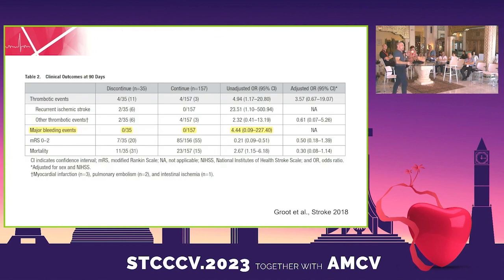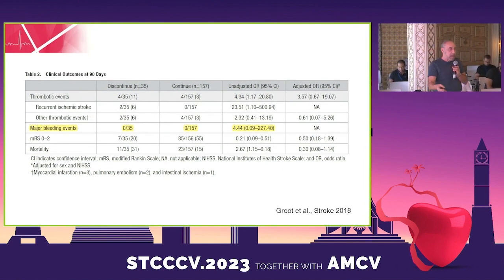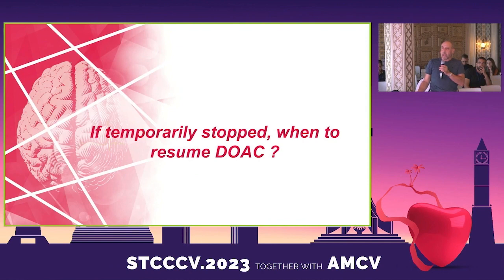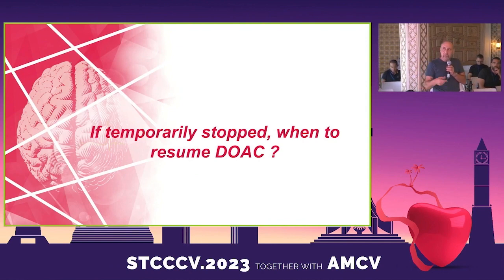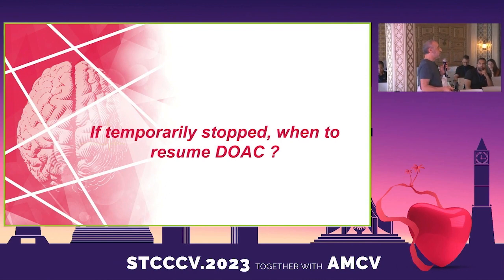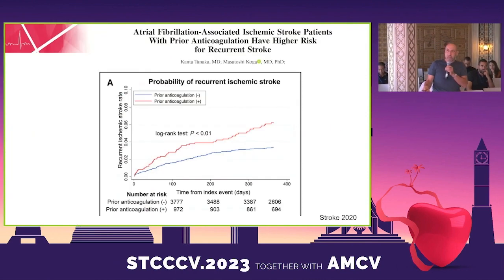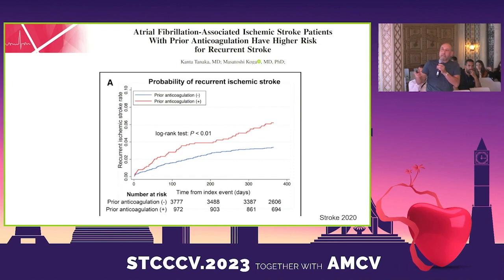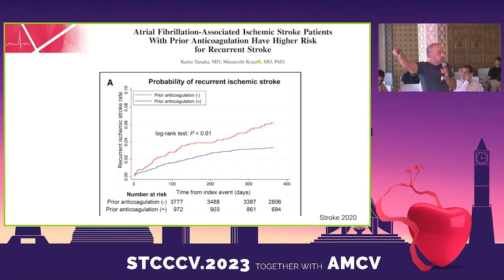And what we see is that major bleeding events did not occur in the subgroup of patients in whom anticoagulant was continued, with no recurrent ischemic stroke. So in minor stroke, it's probably safe not to stop anticoagulant, DOAC as VKA. If nevertheless DOAC was temporarily stopped, when to resume DOAC? It's a crucial question because stroke patients with prior anticoagulation have a higher risk for an additional recurrent ischemic stroke.